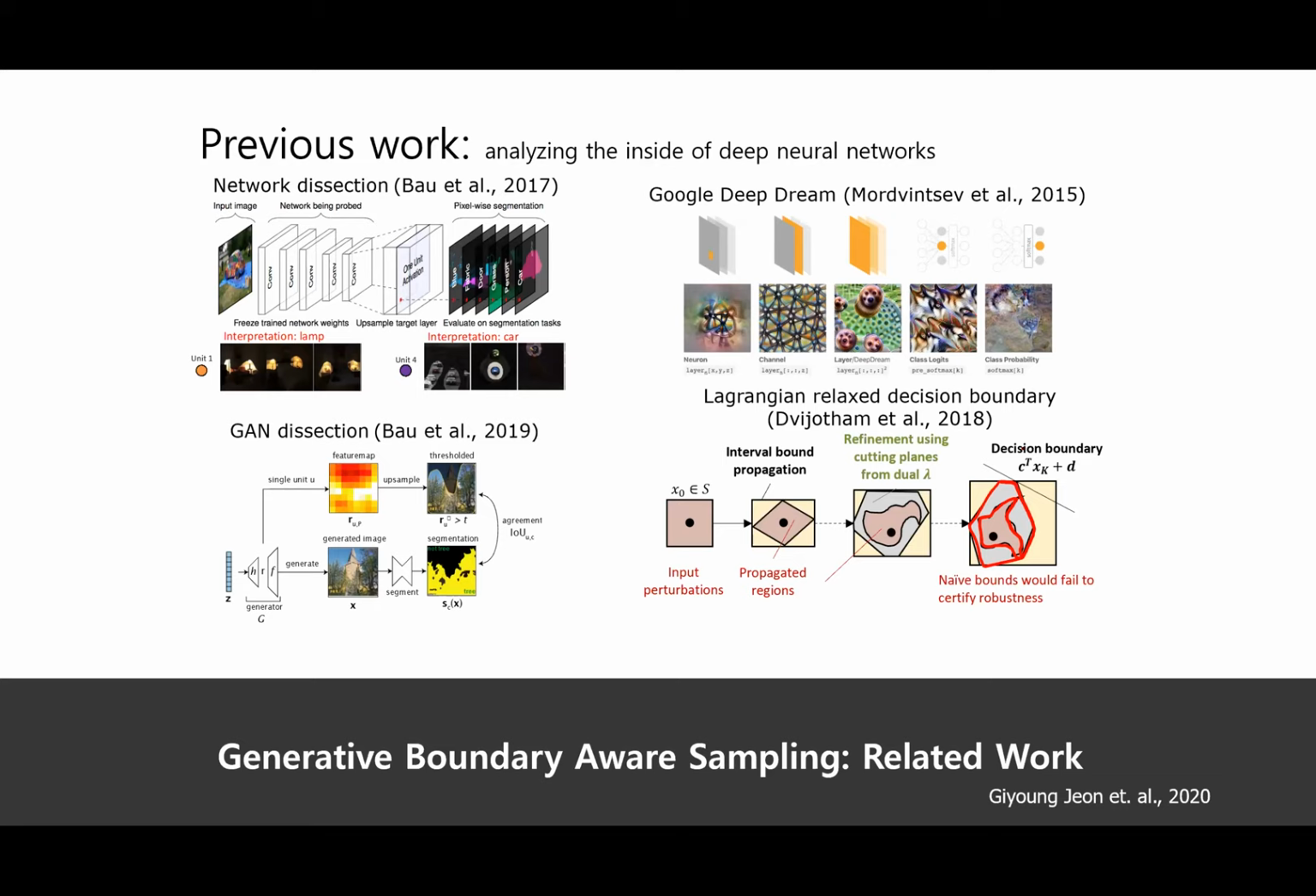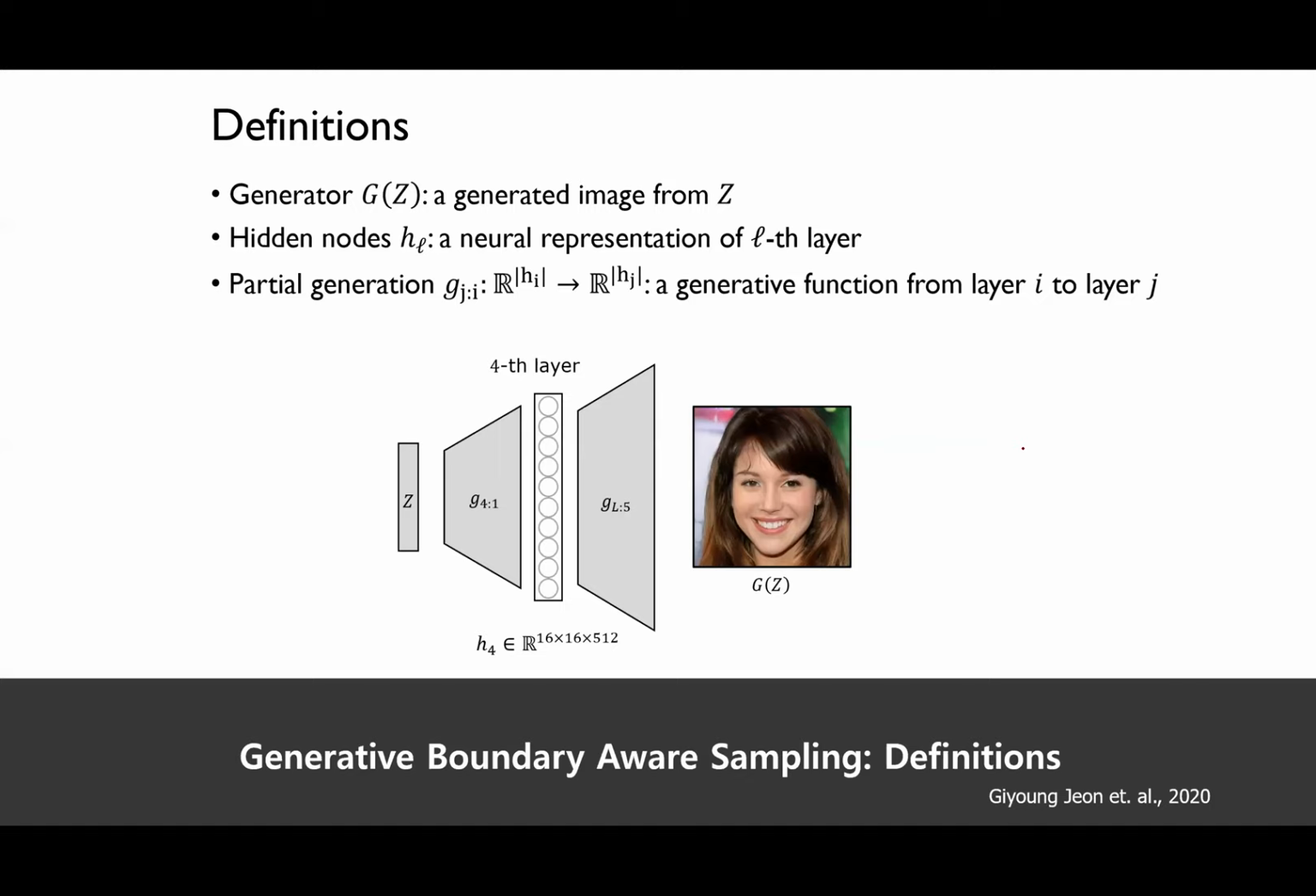To introduce this, we define a generator as G(z), the image generated from z, and the hidden node as H_l, the neural representation of layer l, and the partial generation, generation from layer i to j. Layers 1 to 4 go from z to layer 4, and then layer 5 to layer L. So this is the fourth layer, right? We call that G, a partial generation from layer i to layer j, and we can divide it like this. Suppose that we have H4 and that is 16 by 16 by 512.